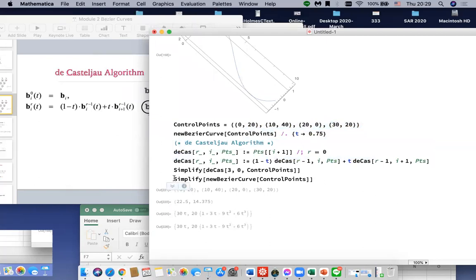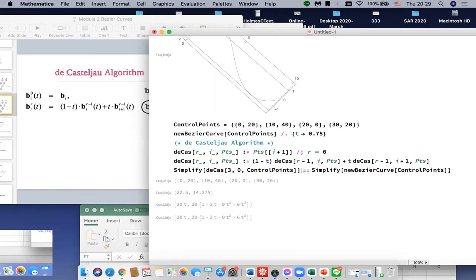If you want to make sure, in Mathematica it's very elegant. You can use the equal sign in order to check for the equality of two expressions, and if they are equal, it will return True.